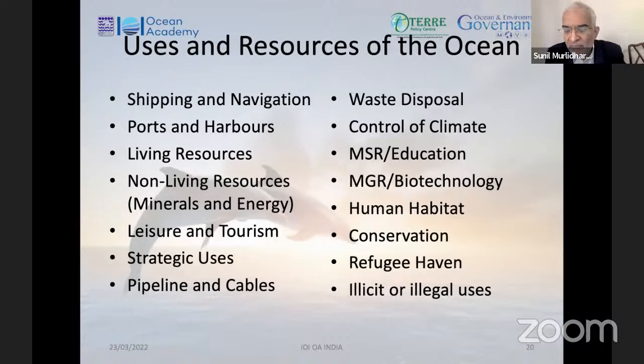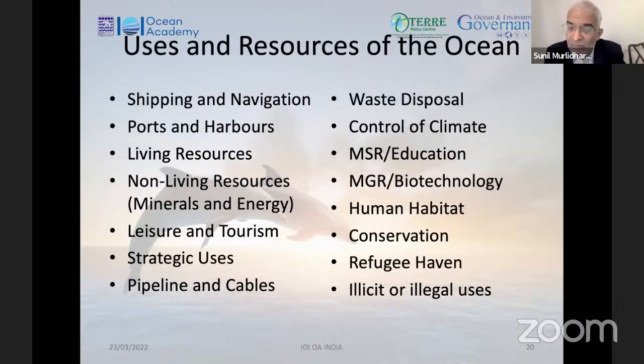And then you have the control of climate. Ocean is known as the global air conditioner. I should have said, similar to the highways of Neptune, living resources are called the mines of Neptune, from the point of view of mining. Waste disposal is, the ocean is a global dustbin. You know, that's what it is. It's like the dustbin that we use at home, but this is a huge one. You're throwing everything in it.